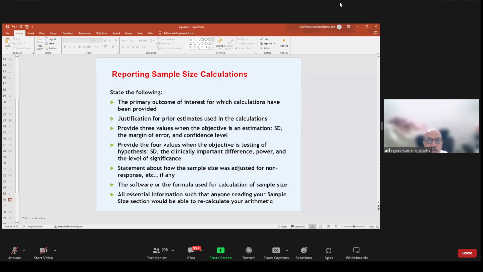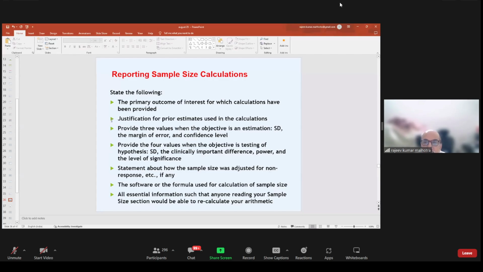Now, how to report that sample size? That is also a must. What things are reported there? Generally, we find it in the statistical methods paragraph, in the sample size description. So these are the following things you have to include in the sample size.